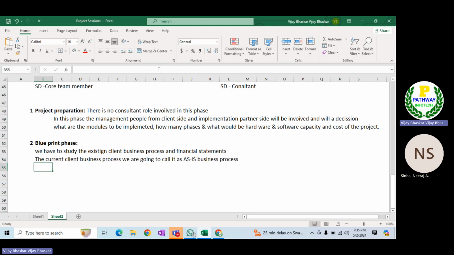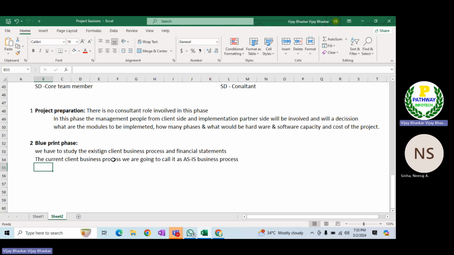Let's say they are using Tally, or let's say Oracle Finance. So what is the process which is going on in the Oracle Finance system? That is what the as-is business process is. It is talking about the current business process before implementation of SAP.